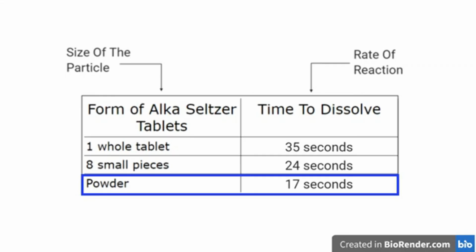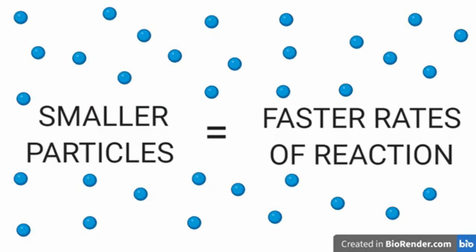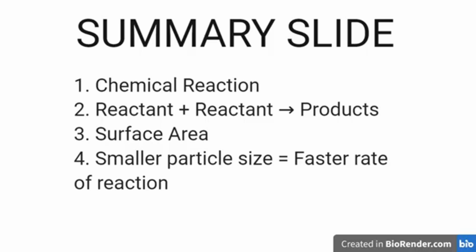As you can see, the powder form of the Alka-Seltzer tablet had the fastest rate of reaction. This is because we broke the tablet into smaller particles, increasing the surface area. In conclusion, the smaller the particle size is, the faster its rate of reaction will be. And now you finally know the link between the size of a particle and the rate of its reaction.